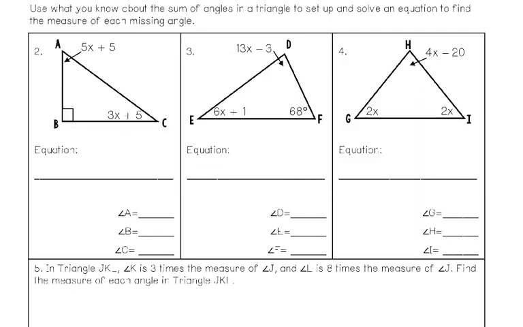So pay attention, because I'm going to do one, then we're going to do one together, and then you're going to do one all by yourself. We're going to use what we know about the sum of angles in a triangle to set up and solve an equation to find the measure of each missing angle. First of all, what do we know about the sum of the angles in a triangle? We should know that it adds up to be 180 degrees. That's the triangle sum theorem. So these three interior angles are going to add up to be 180 degrees.